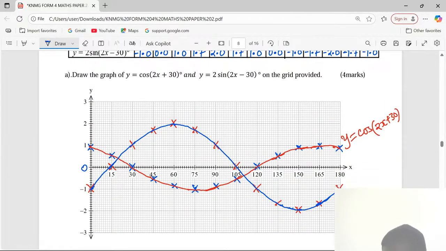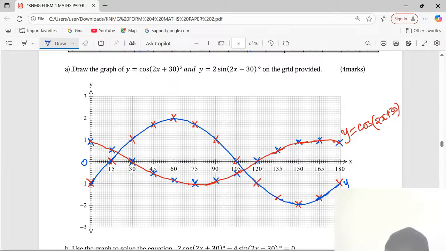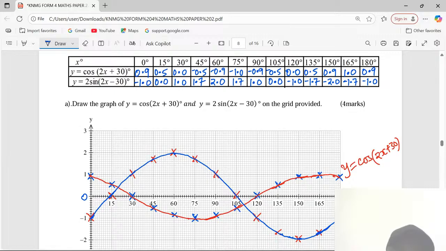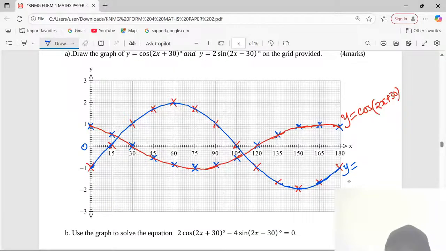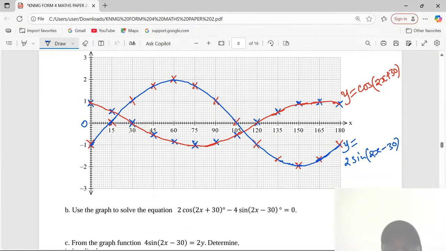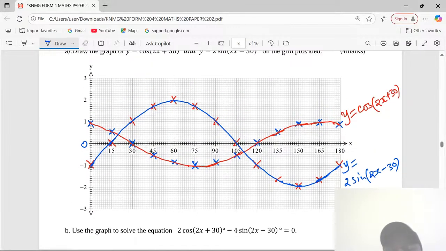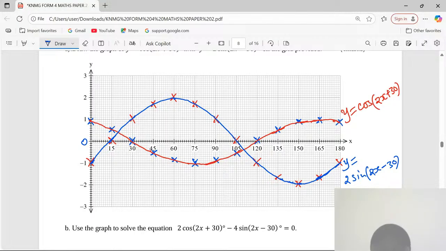This is the function y equals 2 sine of 2x minus 30. So I'm already having the curves now. The curves are ready.